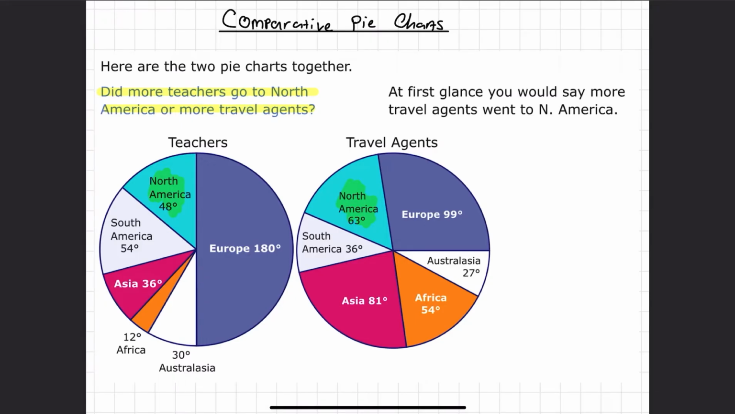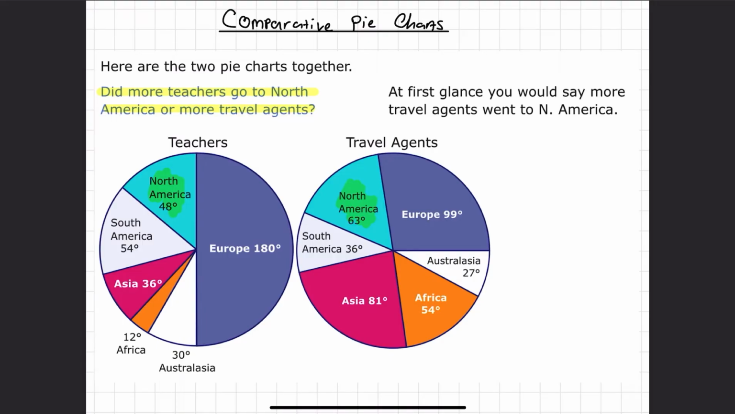Pie charts are used to compare proportion only. You can say a bigger proportion of travel agents went to North America than teachers. But you can't say more travel agents went to North America than teachers, because you need to know the sample size. That is the one thing you need to emphasize with statistics. You need to question, why is it wrong? And usually it might have something to do with the sample size. If we don't know what the sample is, we cannot come to these conclusions.